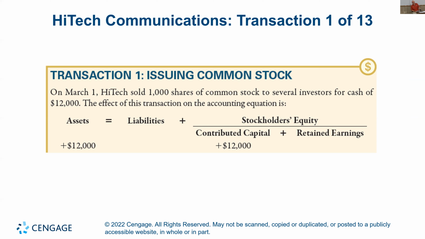Common stock makes you an owner of the company. So when that $12,000 comes in, that is money from owners being put into the company. That is considered contributed capital, and contributed capital is part of stockholders' equity. Here our accounting equation stays in balance because our assets increased and our stockholders' equity increased.